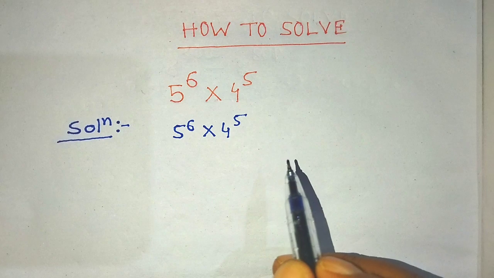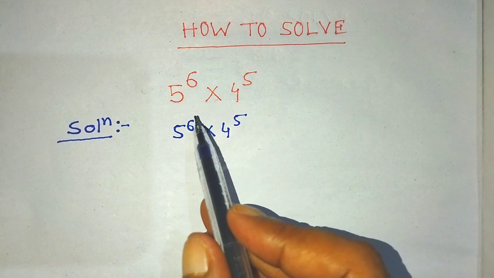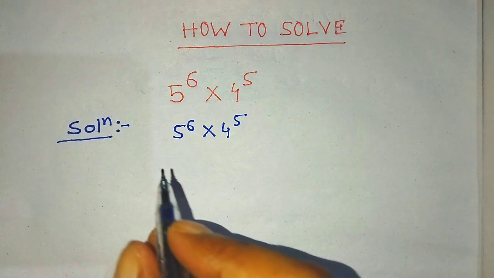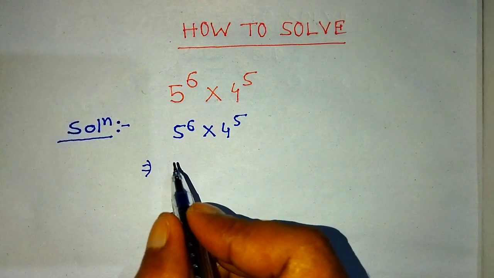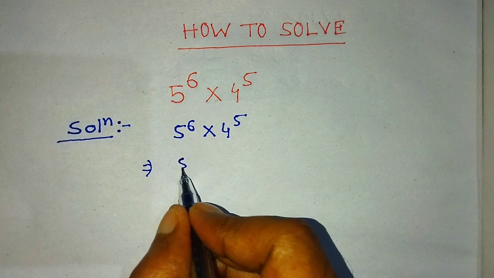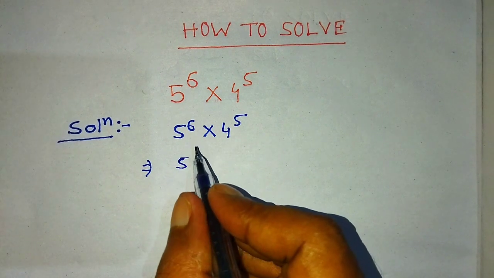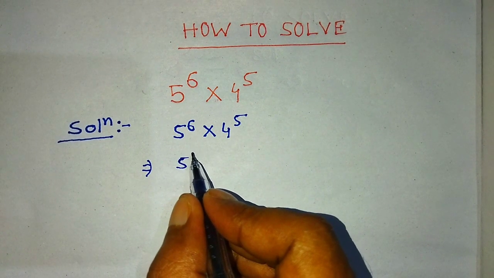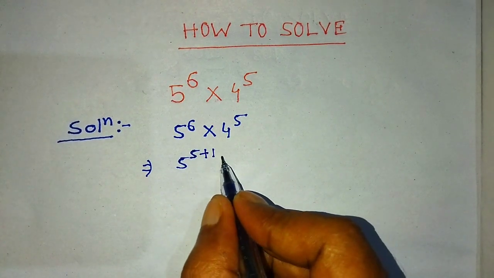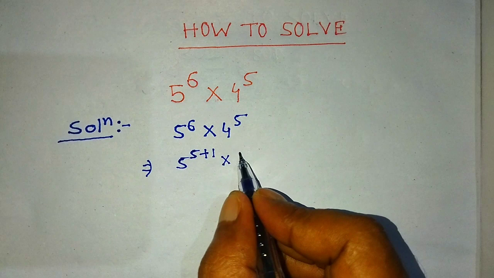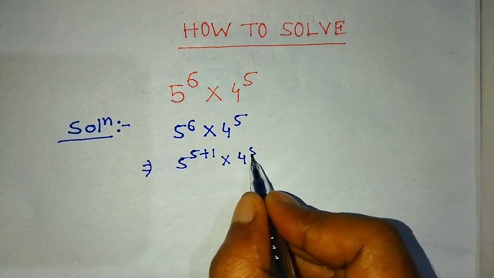So student, to simplify this type of exponential form, first of all we have to break the power of 5. Okay student, so again we have to write 5 and in the place of 6 we have to write 5 plus 1. Okay student, into again we have to write 4 to the power 5.